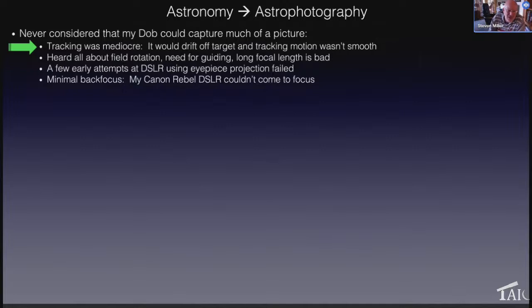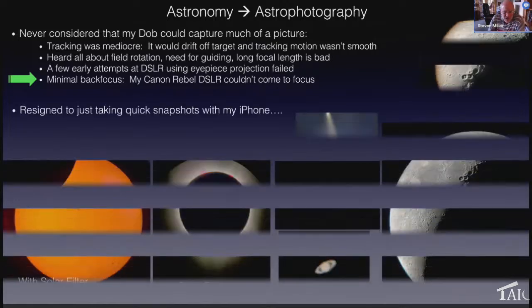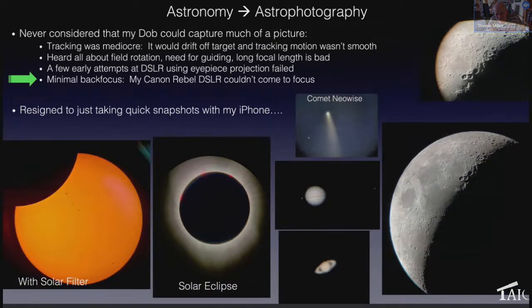And historically you need guiding. And then this telescope is a long focal length telescope. It really zooms in. Well, that's not a good place to start when you're doing astrophotography. I had a few early attempts trying to put a DSLR up to it through eyepiece projection. That failed. I couldn't get my Canon Rebel to come to focus on it because the back focus isn't good enough. In other words, I can't rack the focuser in enough to get it to focus with that camera. So I kind of gave up on that. I just resigned myself to taking quick snapshots with my iPhone. So I put the iPhone up and just try to get a snapshot. Obviously not very good pictures, but that's all I could do.